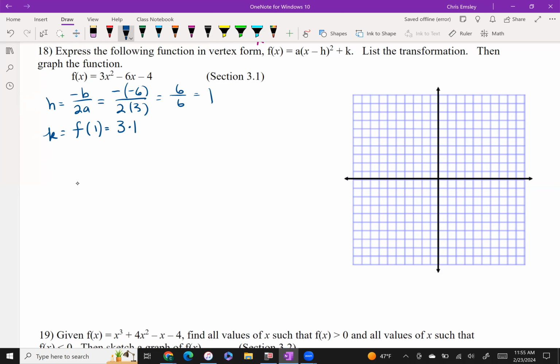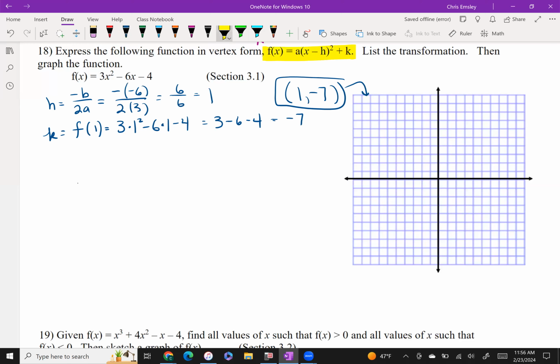So 3 times 1 squared minus 6 times 1 minus 4. That's 3 minus 6 minus 4, which is negative 7. So there is our vertex, the point (1, negative 7). That's going to be the most important point when we go to graph it. We're going to do that in a minute, but first we're going to work on this vertex form. We're going to write that out.